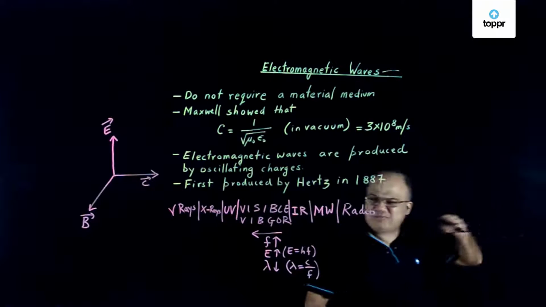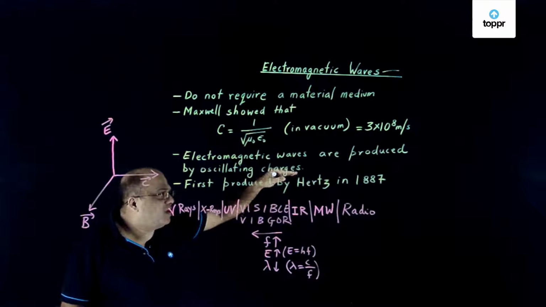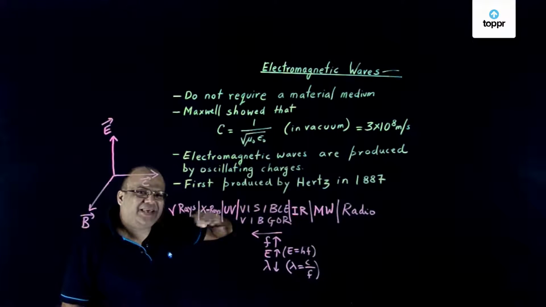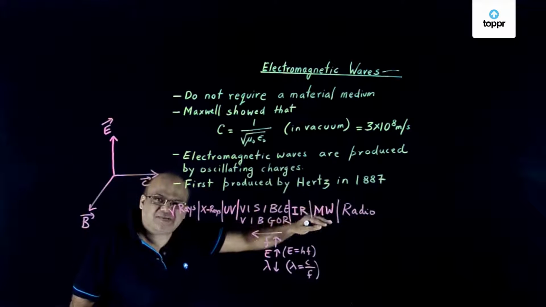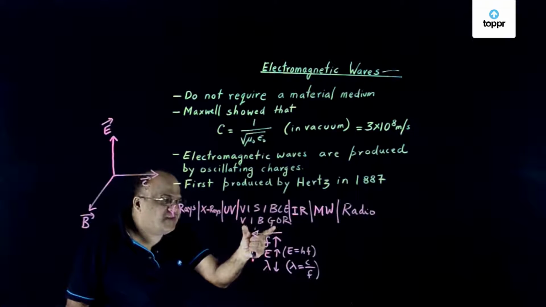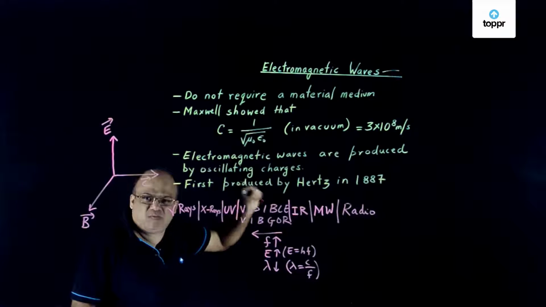These visible rays are such that they get absorbed by the molecules of the wall. These they can pass through. These also can pass through. So the visible rays have the appropriate wavelength, frequency, and energy so that they get absorbed by the molecules in the wall.